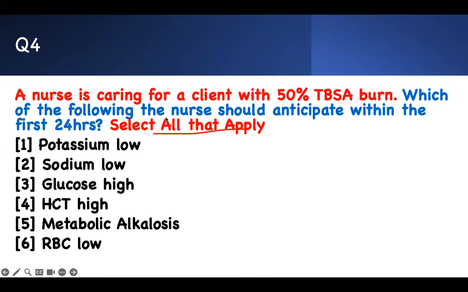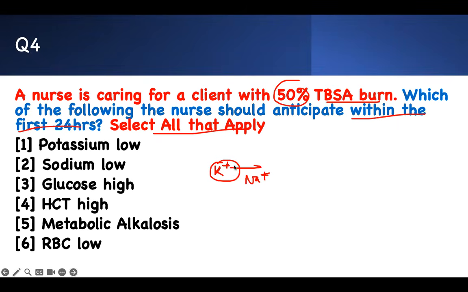Select or apply. A nurse is caring for a client with 50% total body surface burn. Which of the following should the nurse anticipate within the first 24 hours? Burn questions are straightforward if you know the concept. This is your cell. When you get burned, what? The skin gets lost, the blood cells split open. You have more sodium outside the cell and more potassium inside the cell.